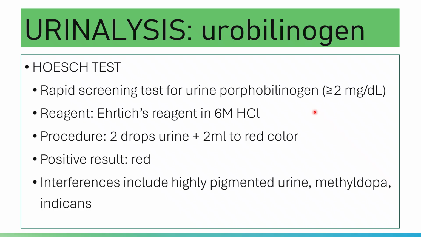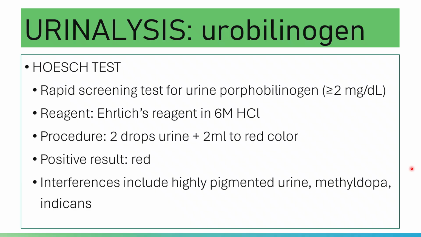The reagent utilized is Ehrlich's reagent in 6 molar hydrochloric acid. The procedure: 2 drops of urine plus 2 mL of the reagent, giving you a red color as the positive result. Positive result is cherry red or red color. Interferences may include highly pigmented urine, methyldopa, and indicans.